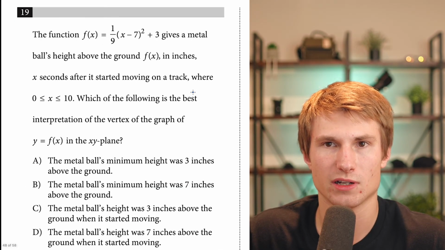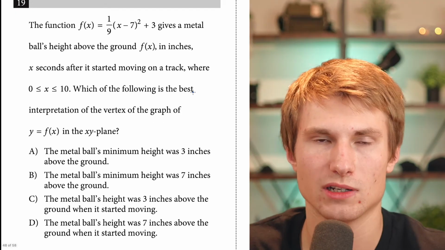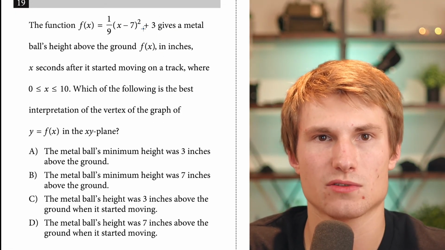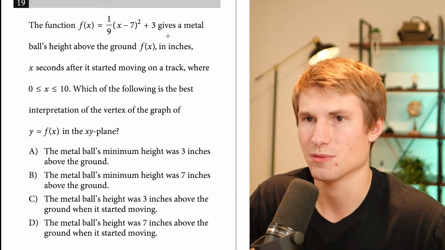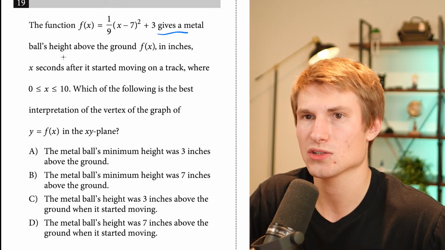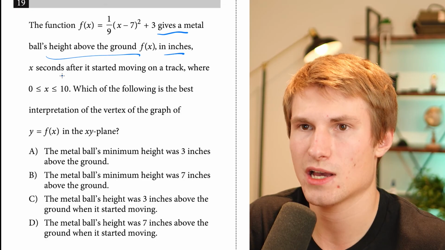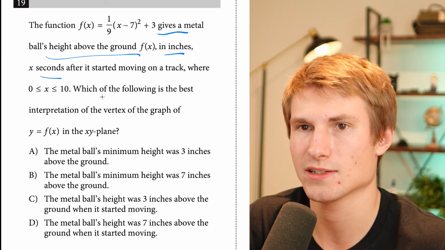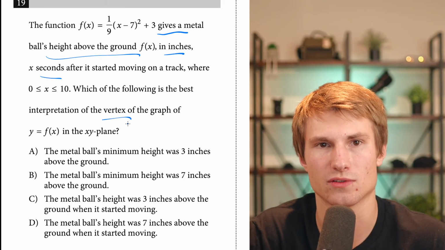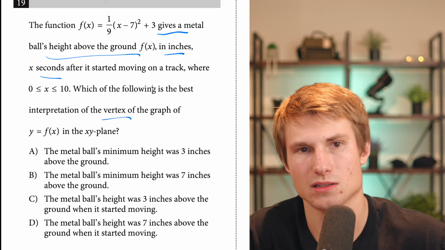So here's question number 19. We have a function f of x is equal to 1/9 times x minus 7 squared plus 3. I see this as vertex form, so that's what I'm going to be paying attention to. It gives a metal ball's height above the ground, f of x in inches, x seconds after it started moving on a track, where x is between 0 and 10. Which of the following is the best interpretation of the vertex of the graph of y equals f of x in the xy plane?